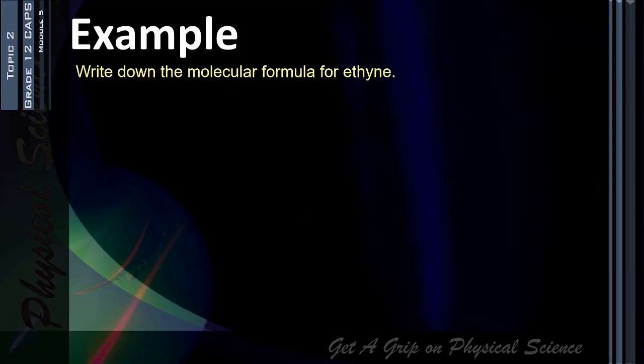Write down the molecular formula for ethyne. We know that the general formula for the alkynes is CnH2n-2. So eth tells us that the stem name is 2. There must be 2 carbons. Double the amount of hydrogens minus 2 gives us 2 hydrogens as well. So the formula is C2H2.